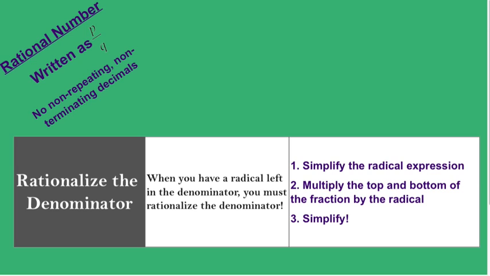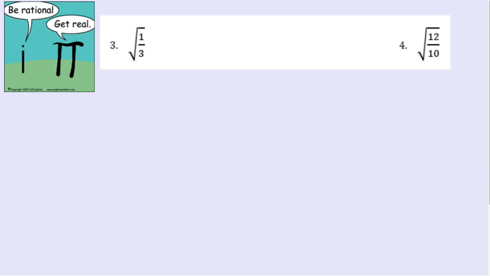So a rational number can be written as P over Q, with no non-repeating, non-terminating decimals. When you have a radical left in the denominator, you must rationalize the denominator. So basically, here's the rule: no square roots in the denominator. That's the rule. No square roots in the denominator.